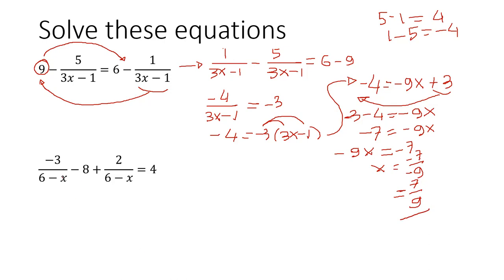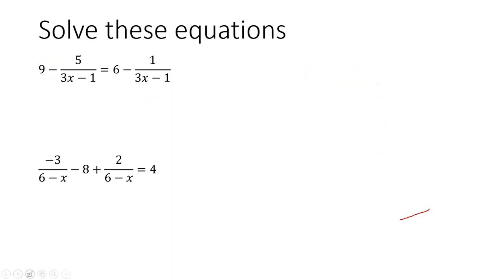All right, I'm going to solve this problem, but I will erase my handwriting. This one: negative 3 over 6 minus x, minus 8, plus 2 over 6 minus x, equals 4. Look at the denominators. They have the same denominator. The strategy for this problem is that negative 8 will move to the right side, or to the second term.